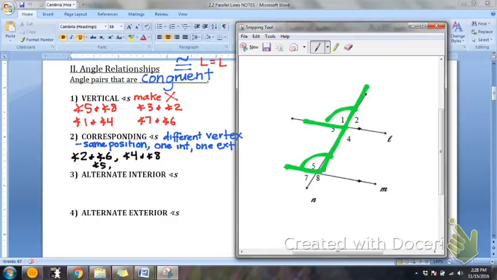Angle 5 and angle 1. What'd you say? 3 and 7 I would also agree with. These are the hardest to find for students.